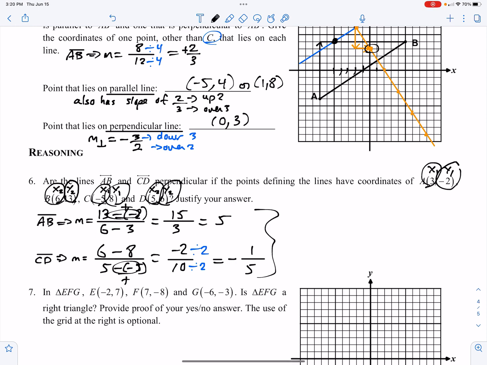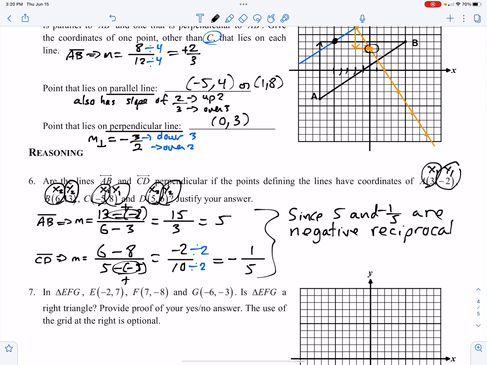Now look at the slope. Since 5 and negative 1/5 are negative reciprocals, line segment AB is perpendicular to line segment CD. And that's how you can prove it.